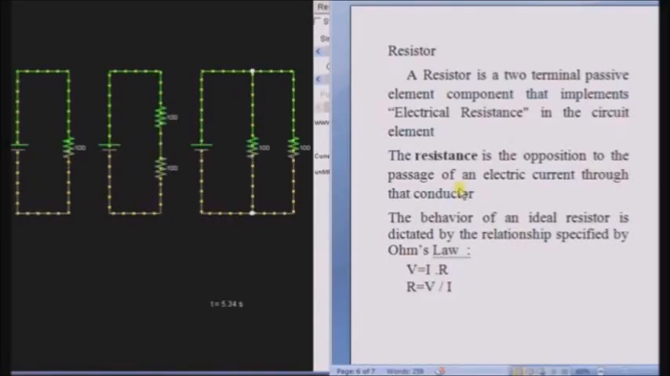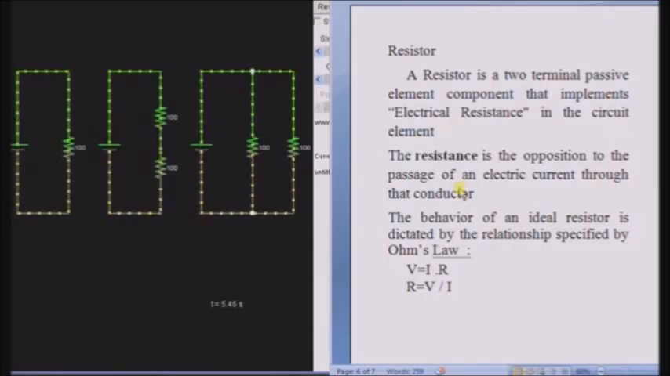In this session, we are going to learn about resistors. A resistor is a two-terminal passive element which implements the electrical resistance in the circuit. Resistance is the opposition to the passage of electrical current, or the flow of current through a conductor.